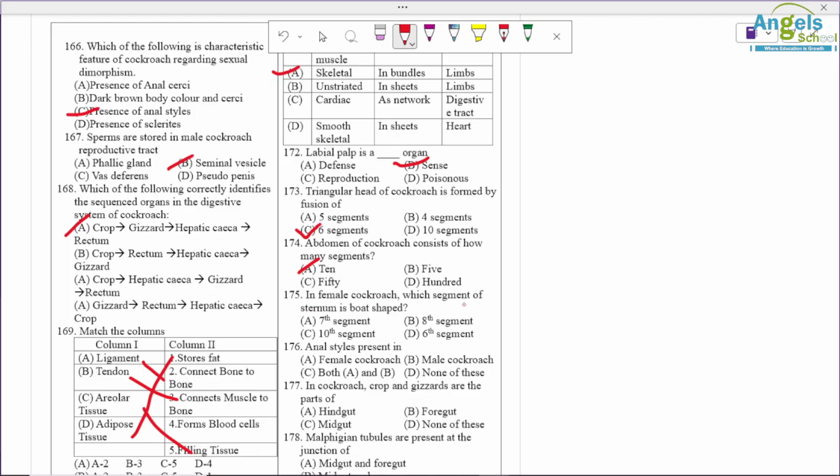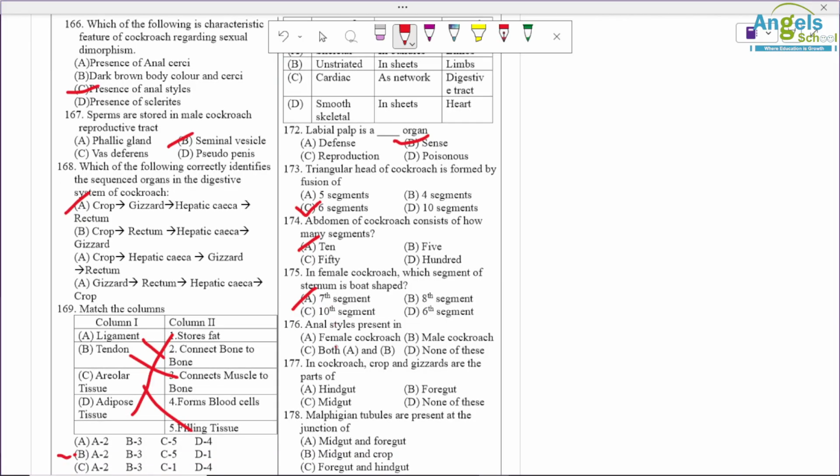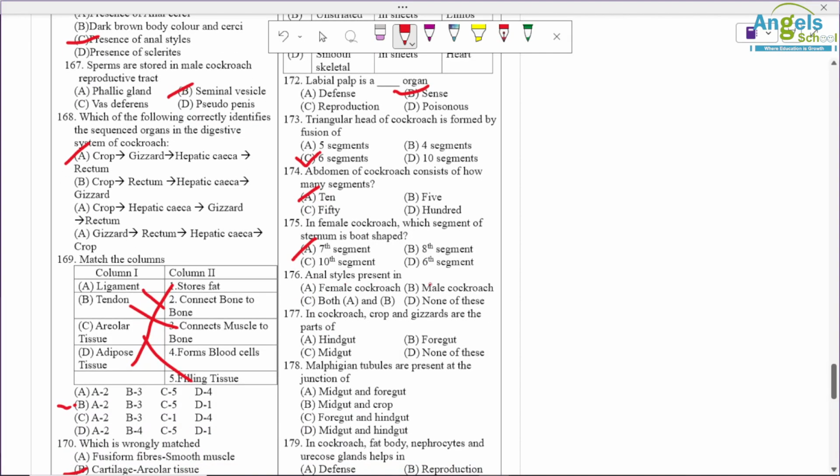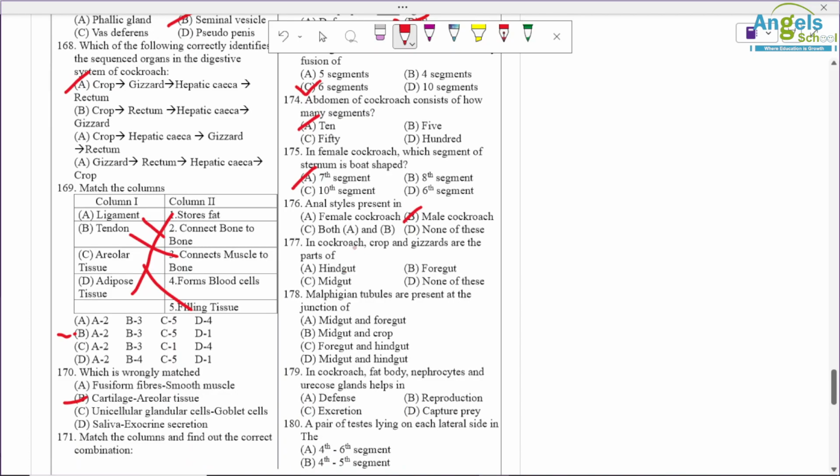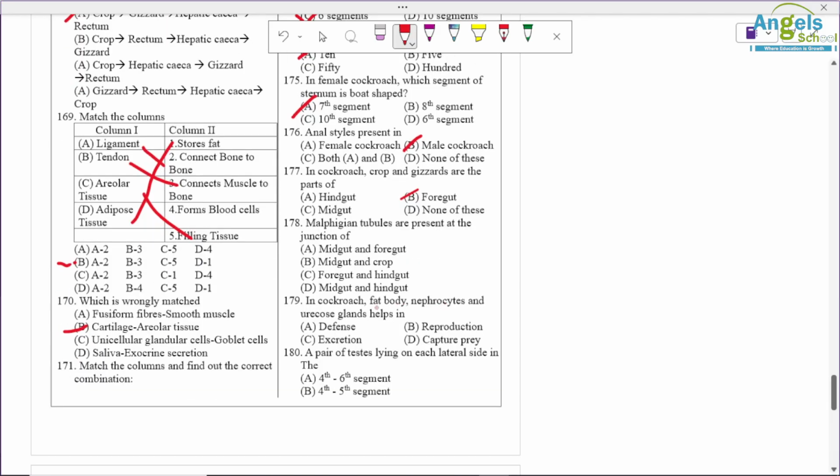In female cockroach, which segment of sternum is boat shaped? The 7th segment of the abdomen is boat shaped. Anal style is present in male cockroach only. In cockroach, crop and gizzard are part of the foregut. Malpighian tubules are present at the junction of midgut and hindgut.